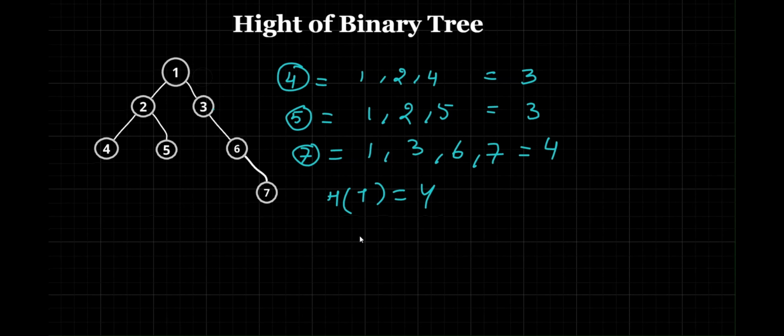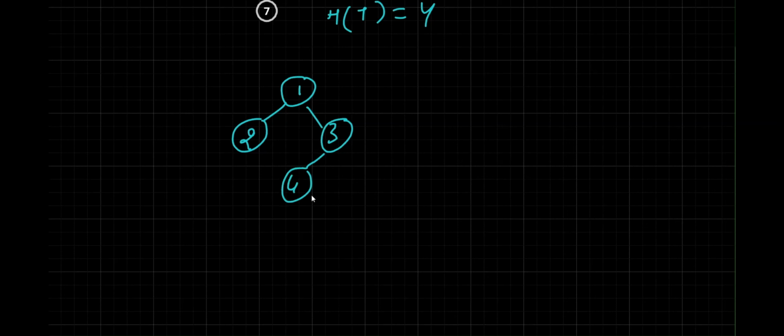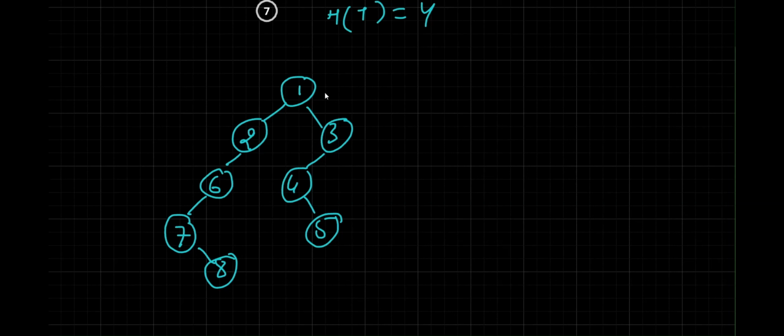I'll take one more example to show. Let's suppose we have this tree: 1, 2, 4, 5, 6, 7, 8. Now here, visually also, you can see that the longest path is offered by leaf node 8.